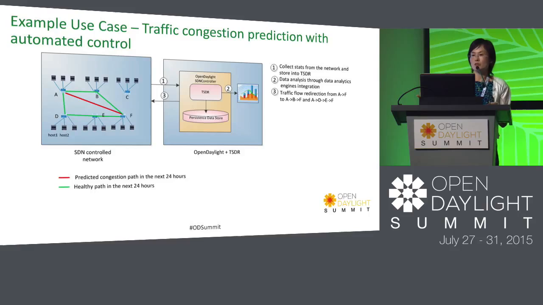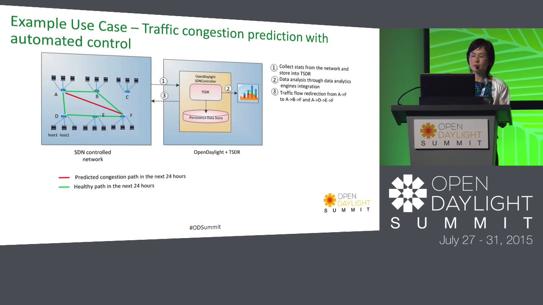Well, the definition of congestion could be over 90% of bandwidth utilization, right? Or it could be something else. The user can define that. And also, the other two paths are going to be pretty healthy in the next 24 hours, right? When we say healthy, the definition could be under 80% bandwidth utilization, for example.